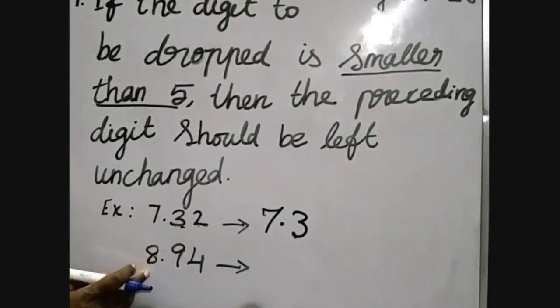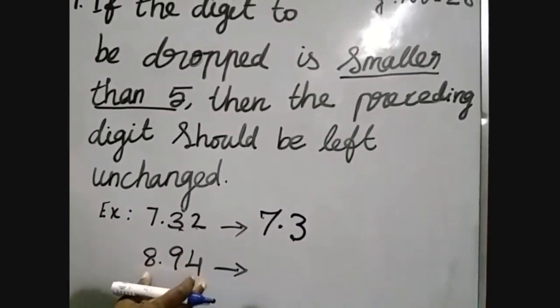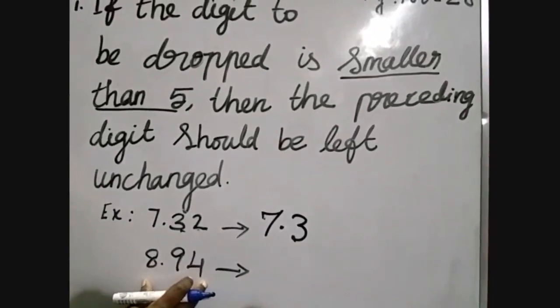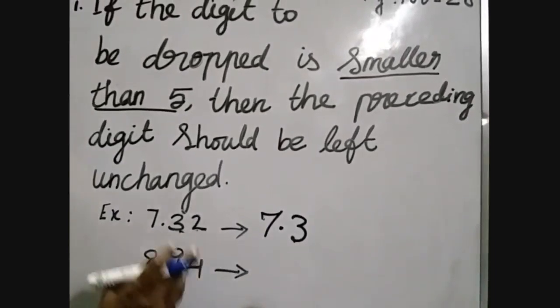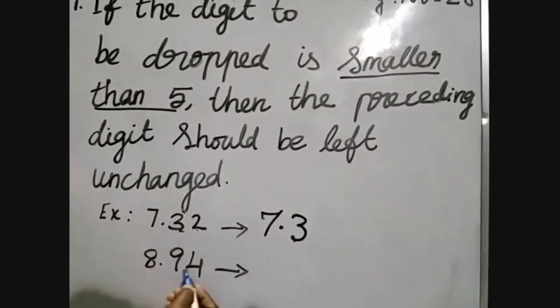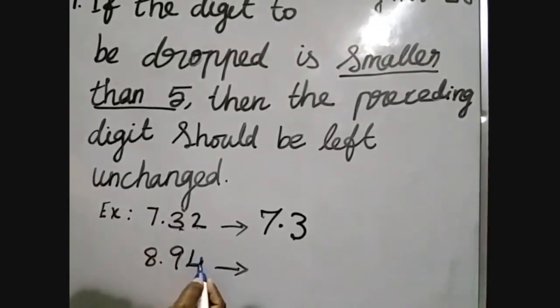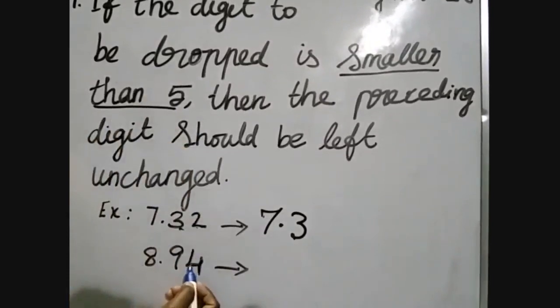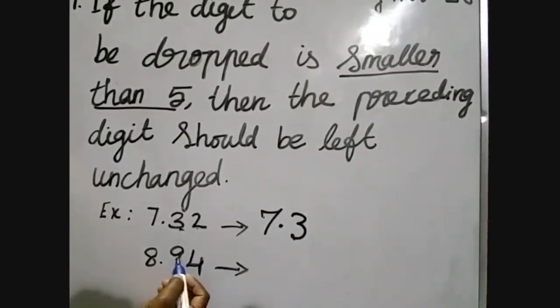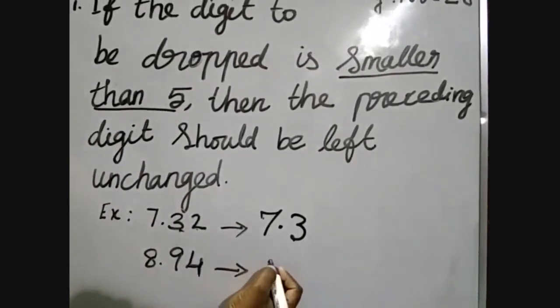One more example is given, 8.94. Here also we have a 3-digit number. Now we are going to round off this into 2 digits. Here the digit to be dropped is 4, which is lesser than 5. So the preceding digit 9 should be left unchanged.